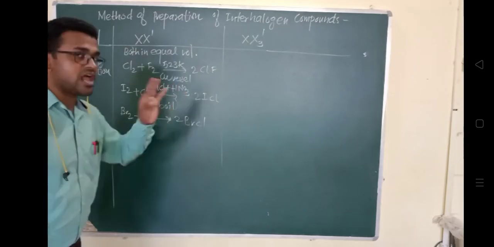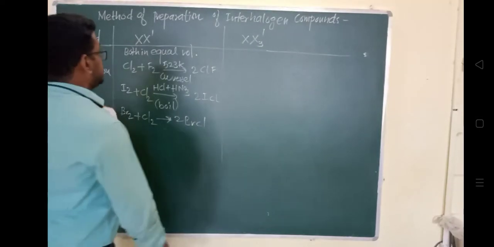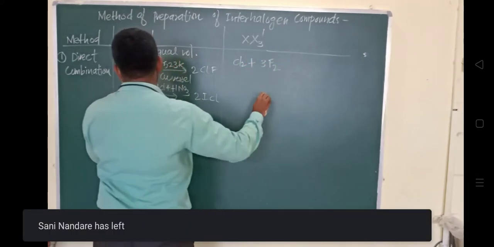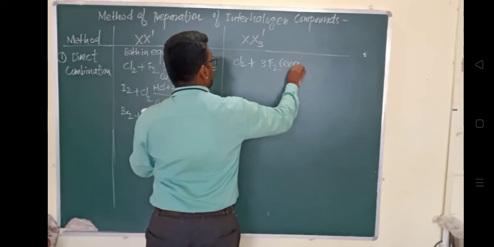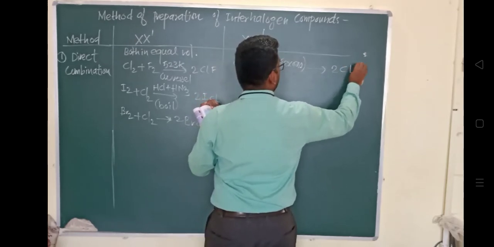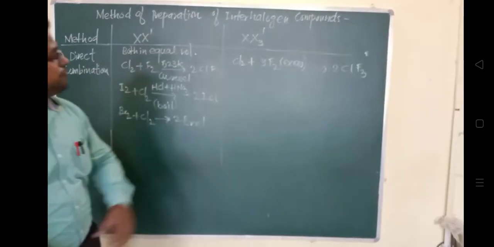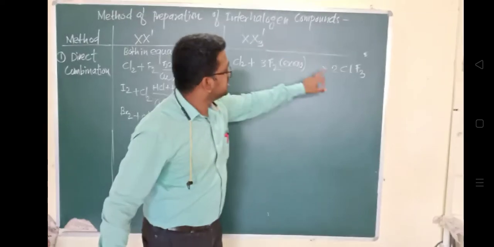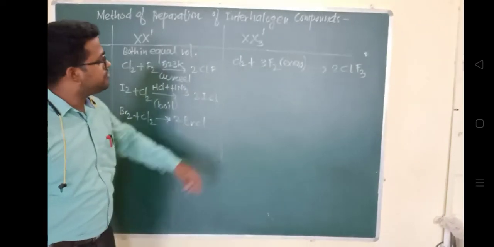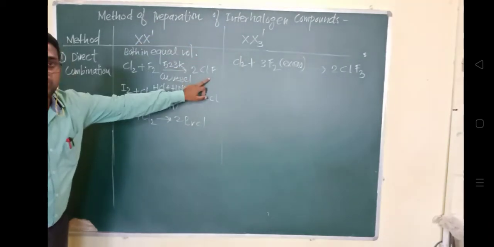When Cl2 combines with 3 F2, if the F2 is in excess, it will form 2 ClF3. So this is the formation of the X X3 dash type. These, the earlier ones, are the interhalogen compounds of the X X dash type, where you can see both are in the same quantity, the same volume, chlorine and fluorine.